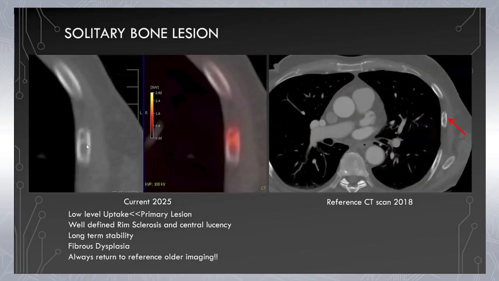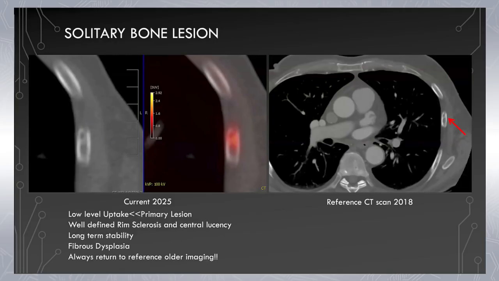And clearly on the axial image, this lesion has a peripheral rim of hazy sclerotic density and a central lucent lesion. So this is low-level uptake, clearly less than the primary lesion. It has a well-defined sclerotic rim, central lucency, and very importantly, we go back and we look at the patient's previous imaging. And here, this is a reference CT from 2018 and demonstrates that same lesion. So that long-term stability in conjunction with the appearance on CT, that low-level uptake on PSMA allows us to make the appropriate diagnosis of fibrous dysplasia.